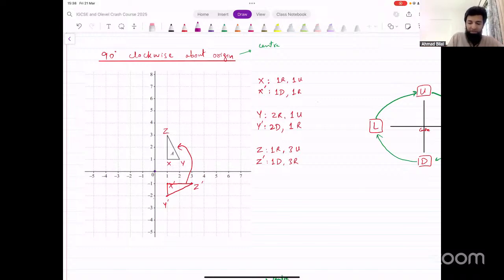We would just reverse it. The opposite of this would be a 90 degrees anti-clockwise rotation, with the same center of rotation. That will be the inverse transformation that will map the image back to the original object. Okay, that's inverse transformation. So inverse transformation is one that gives you the original object back. So if it's a 90 degrees clockwise rotation, the inverse of that would be 90 degrees anti-clockwise rotation.